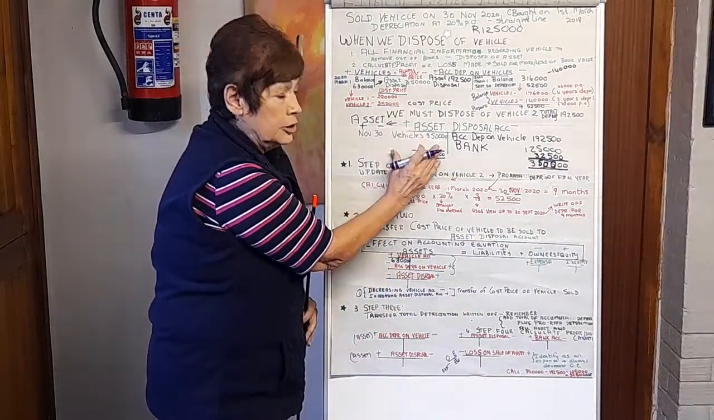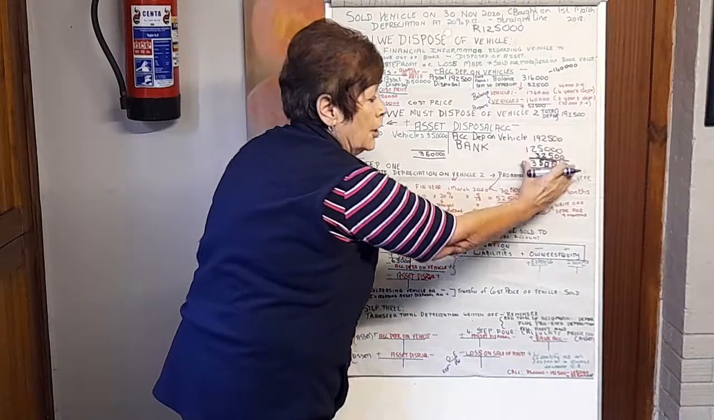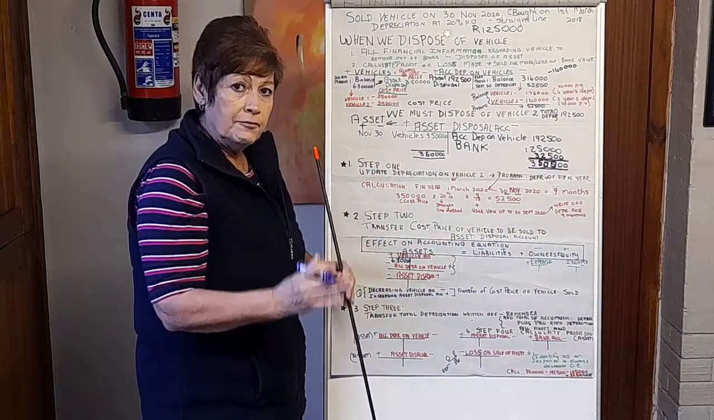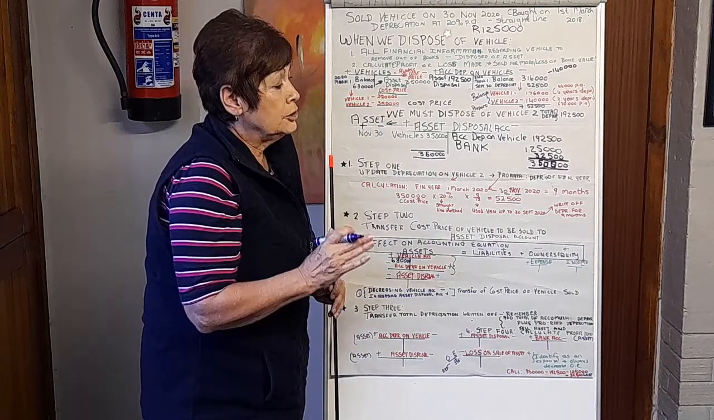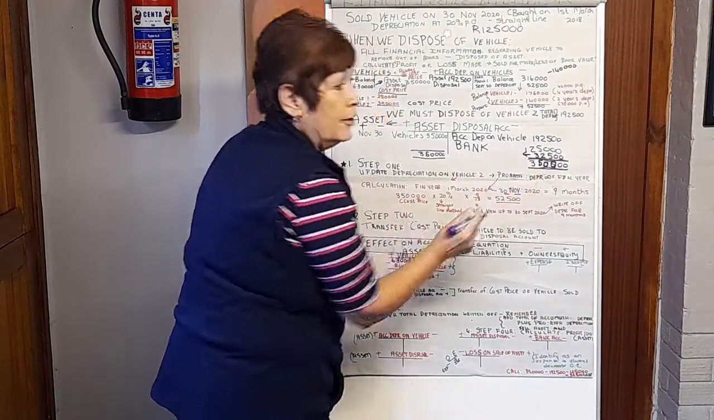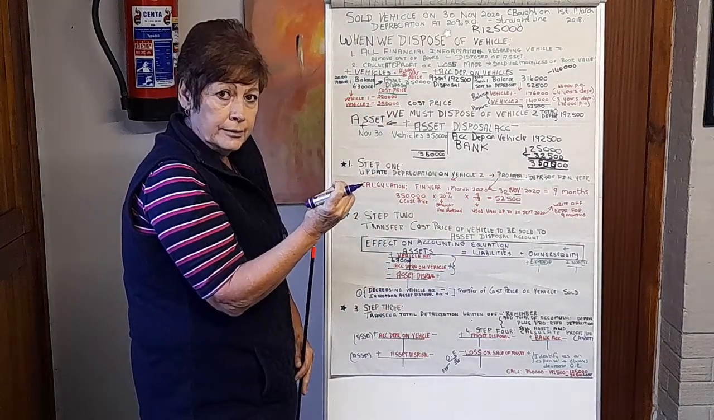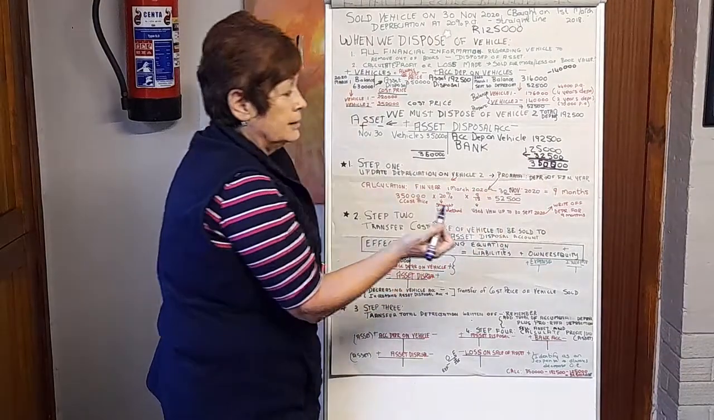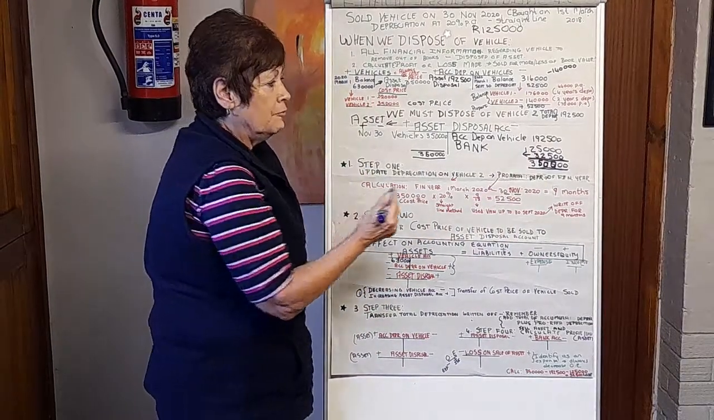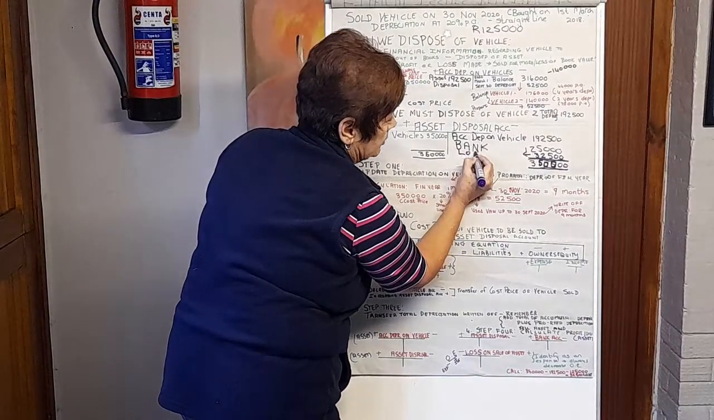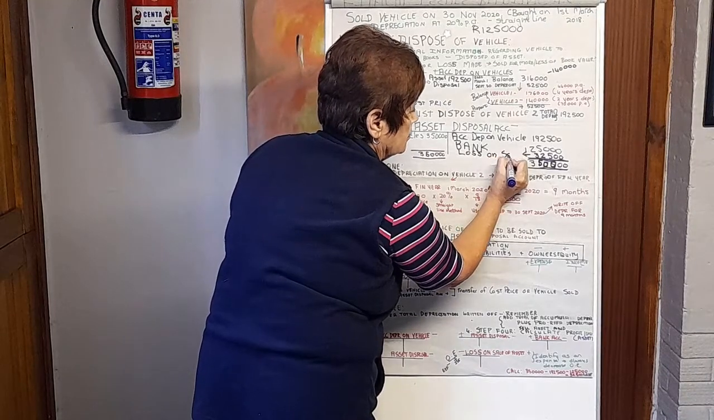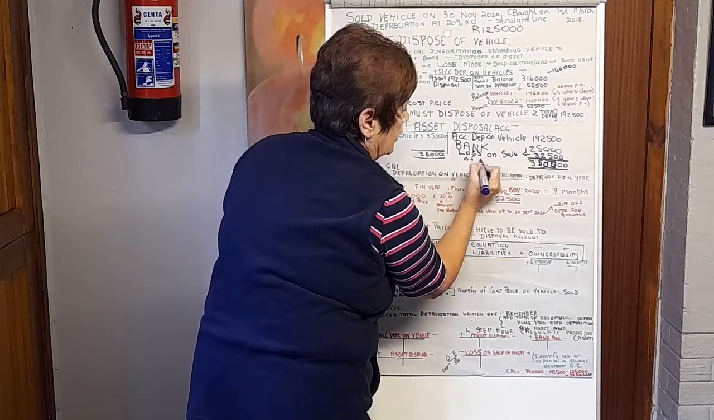Remember, the vehicle cost you 350,000. The total that you received for the vehicle, or the value, should be 350,000. So obviously, if the value of your vehicle, that's your accumulated depreciation plus what you received for the vehicle, is less than what you've paid, you've obviously made a loss on sale of assets.